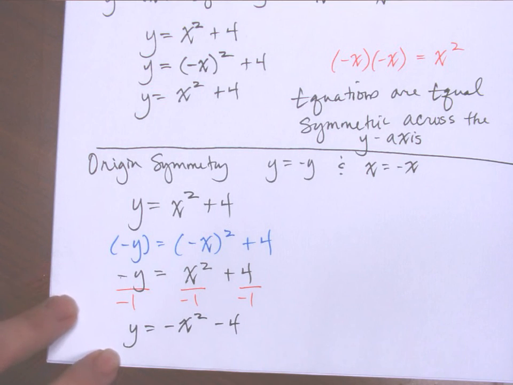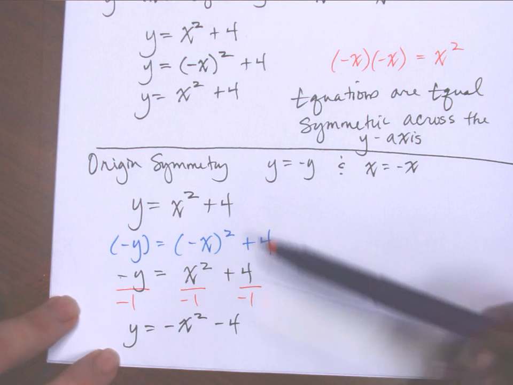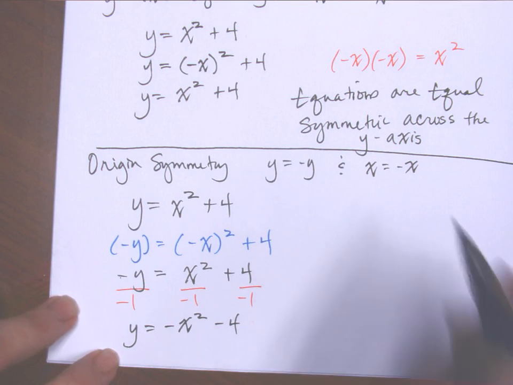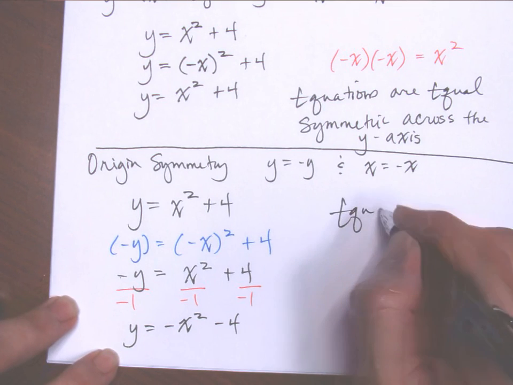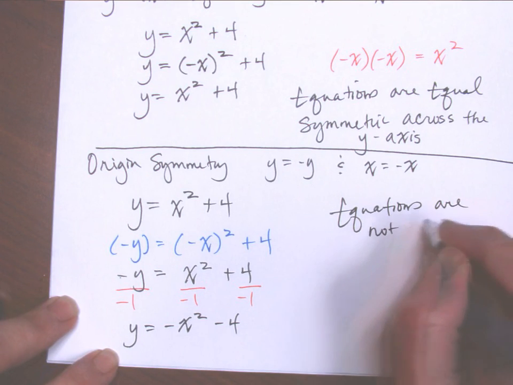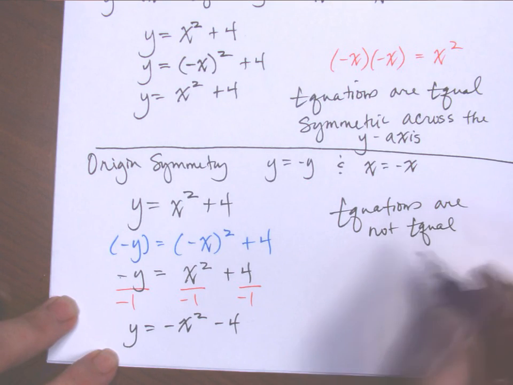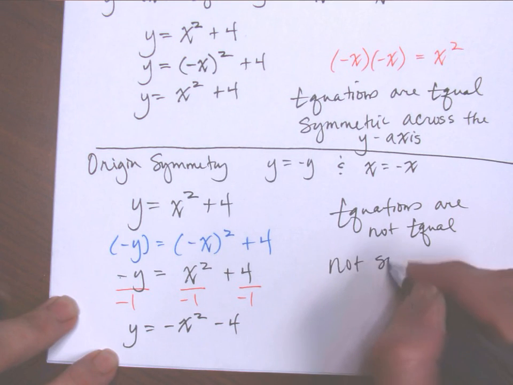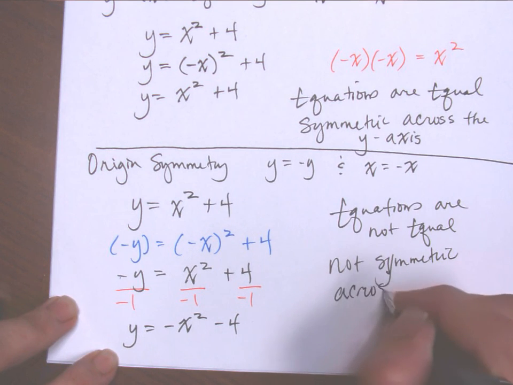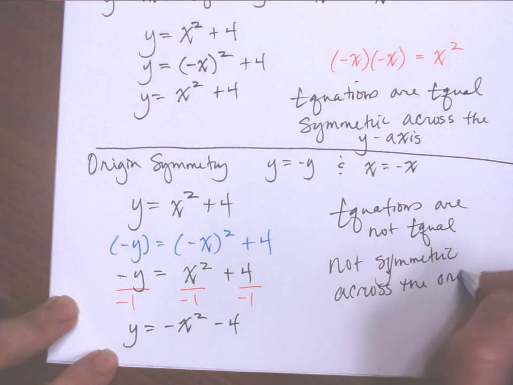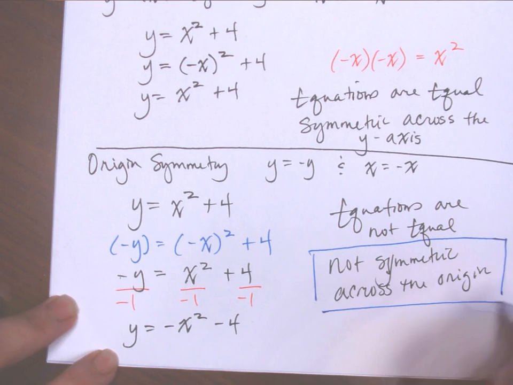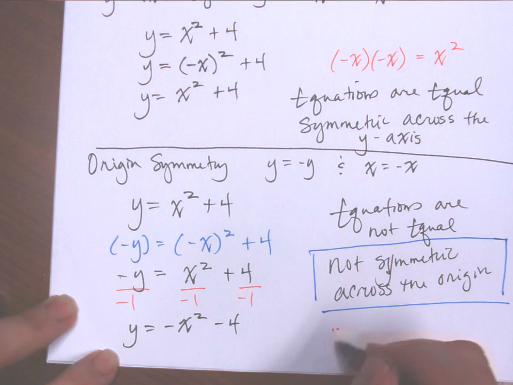Now that I'm fully simplified, I just need to compare my equations. They are not the same thing. So I can say the equations are not equal. So it is not symmetric across the origin. I'm going to box this in as my result. And I'm done.